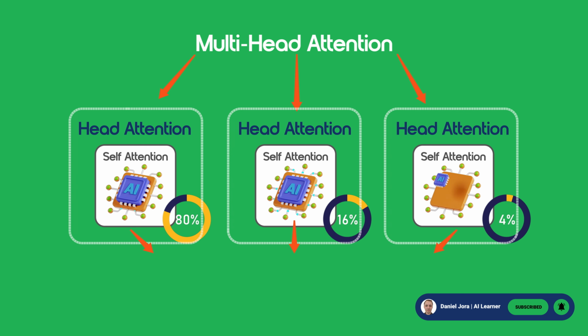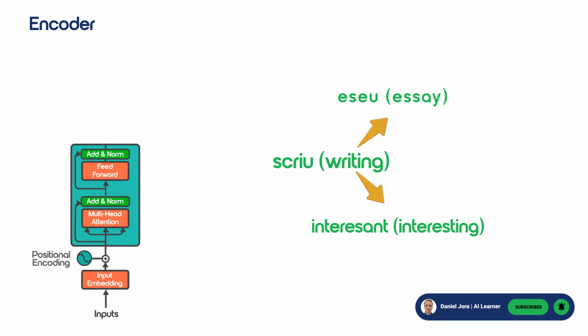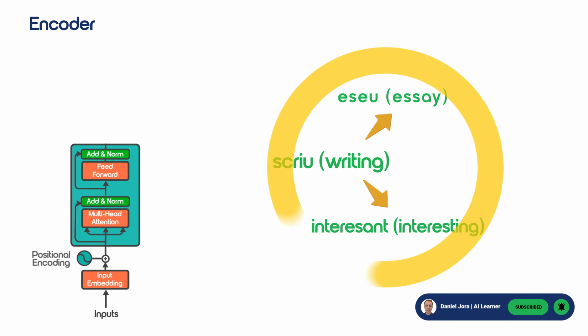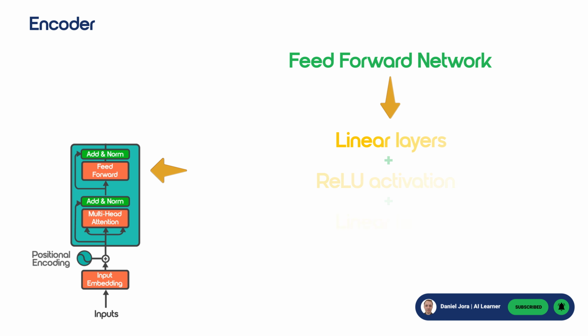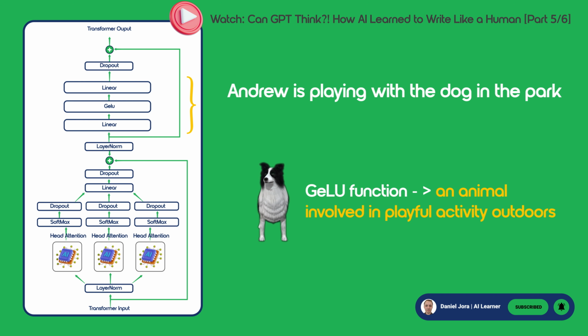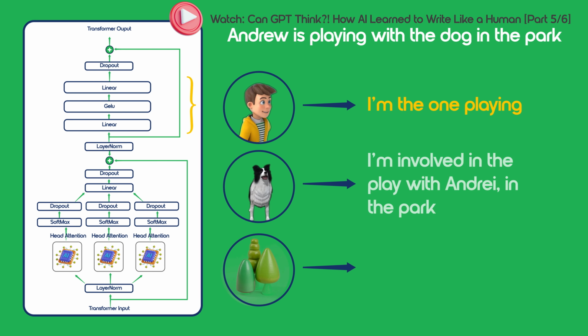Multi-head attention results are concatenated. In the output we have a new matrix of vectors, where scriu now includes information about its relationship with esseu and interesant. Then it's passed through a feed-forward neural network, which processes each token individually to refine its representation. Each vector passes through a simple neural network, 2 linear layers with a ReLU activation between them. In the video Can GPT Think?, I explained how these 2 linear layers work, with a ReLU activation in between.